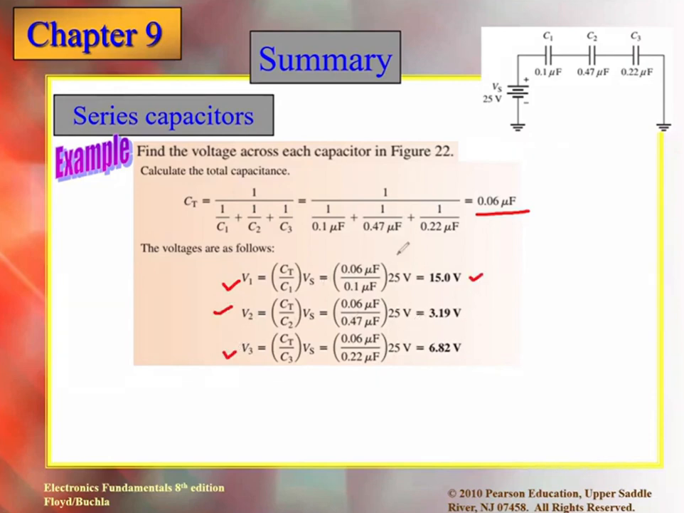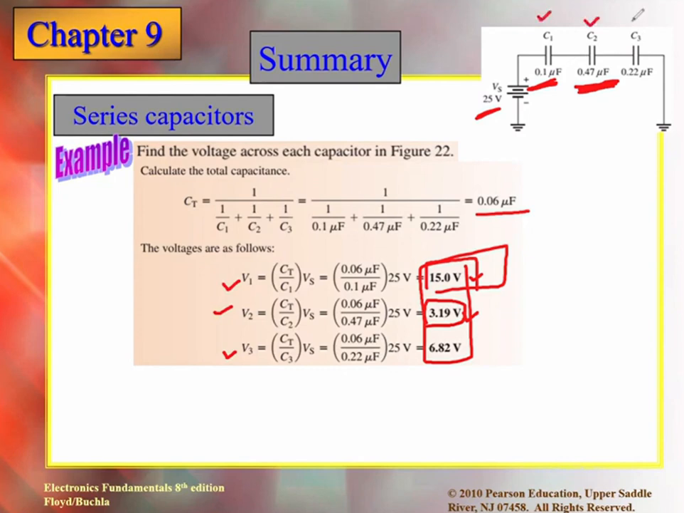You can see that C2 is the larger capacitor, and the voltage across it is the smallest. And this is the smallest capacitor, and see the voltage across this one. If you add these voltages, you will get 25 because it is a series connection. The voltage drops accordingly, some here, some here, some here, and you can calculate that. Clear to all of you?